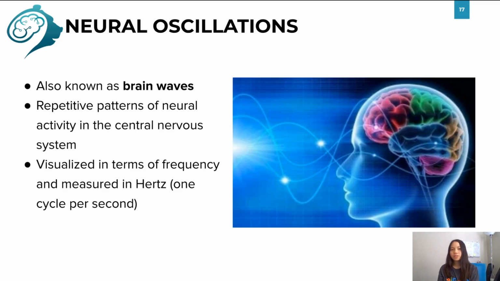Neural oscillations, also known as brainwaves, are rhythmic or repetitive patterns of neural activity in the central nervous system. They occur during activation of large clusters of neurons, but they can also occur with a single neuron as well. Although the raw data obtained from EEG are formatted as a function of time, neural oscillations are visualized in terms of frequency, and therefore they're measured in units of hertz or cycles per second.